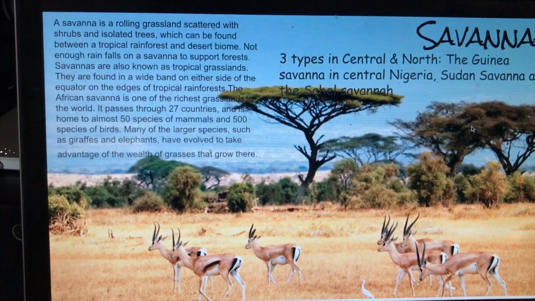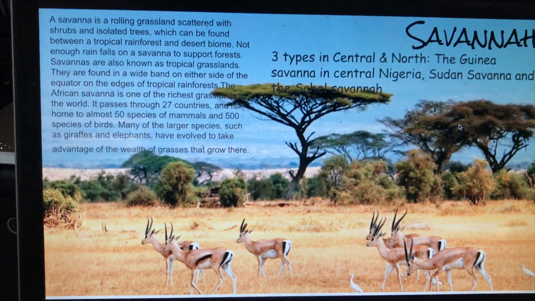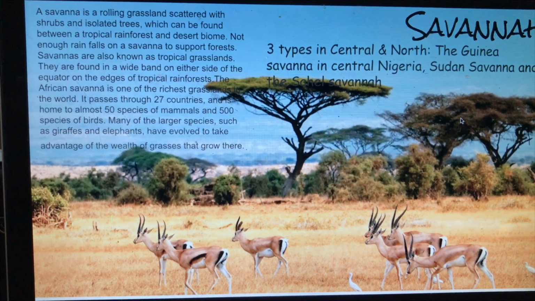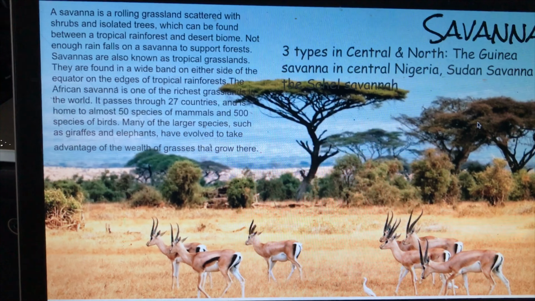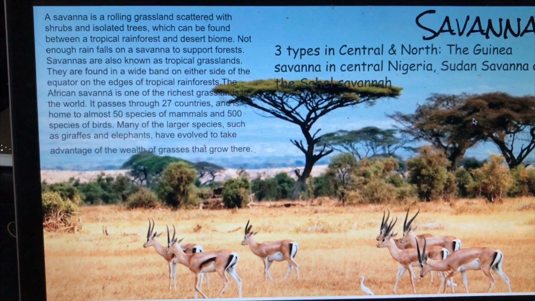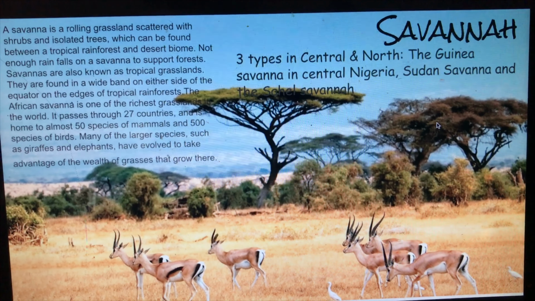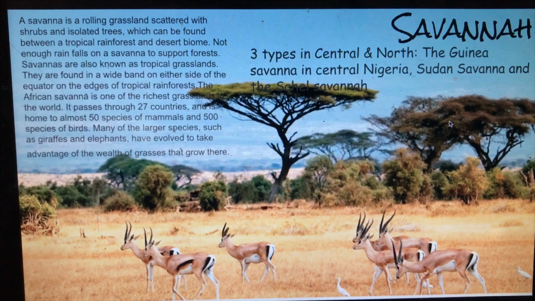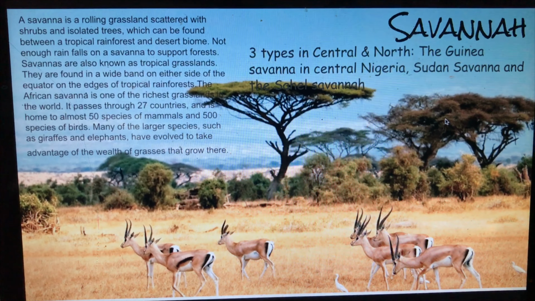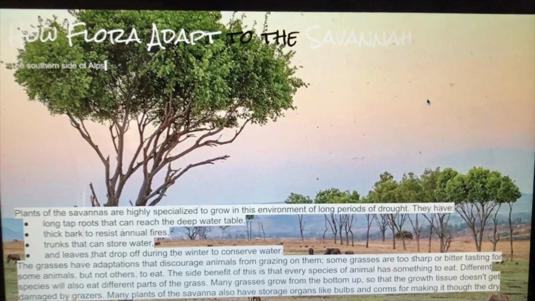The African savanna is one of the richest grasslands in the world. It passes through 27 countries and is home to almost 50 species of mammals and 500 species of birds. Many of the larger species, such as giraffes and elephants, have evolved to take advantage of the wealth of grasses that grow there. Let's find out how. So the three types in central and north Nigeria: there's the Guinea savanna in central Nigeria, Sudan savanna, and the Sahel savanna.